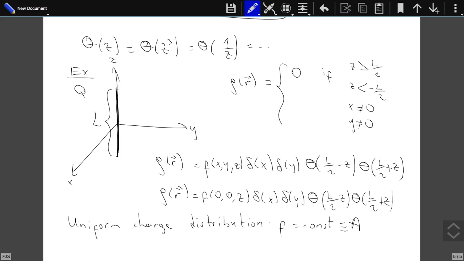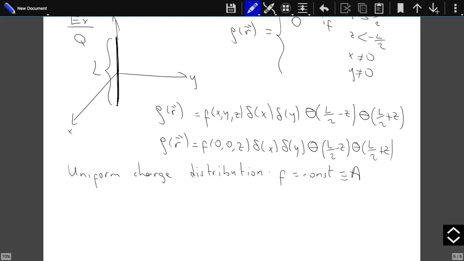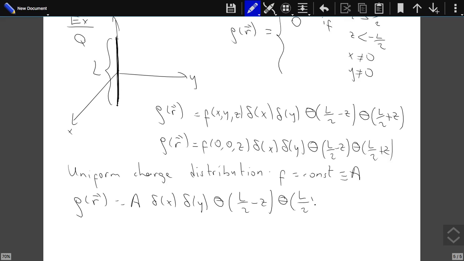Let's again call that A. It's just the name we give. So for this uniformly charged rod of length L, the charge density is A times Dirac delta of x, Dirac delta of y, theta of L over 2 minus z, and theta of L over 2 plus z. Now we need to calculate this A, and for that we will use the information that the total charge is equal to Q.